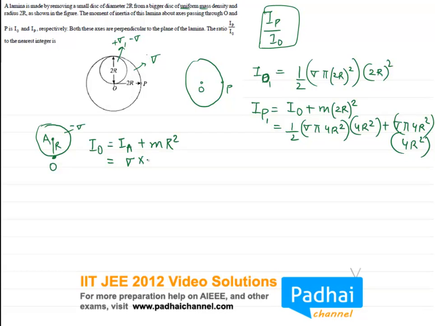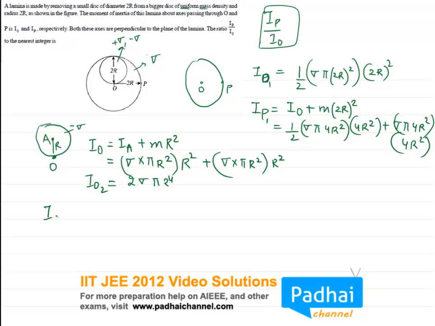Sigma into pi r square, this is the mass, into r square, half m r square, plus m r square. What is the mass now? Sigma into pi r square into r square, which will be equal to basically 2 sigma pi r raised to power 4. This is IO2.